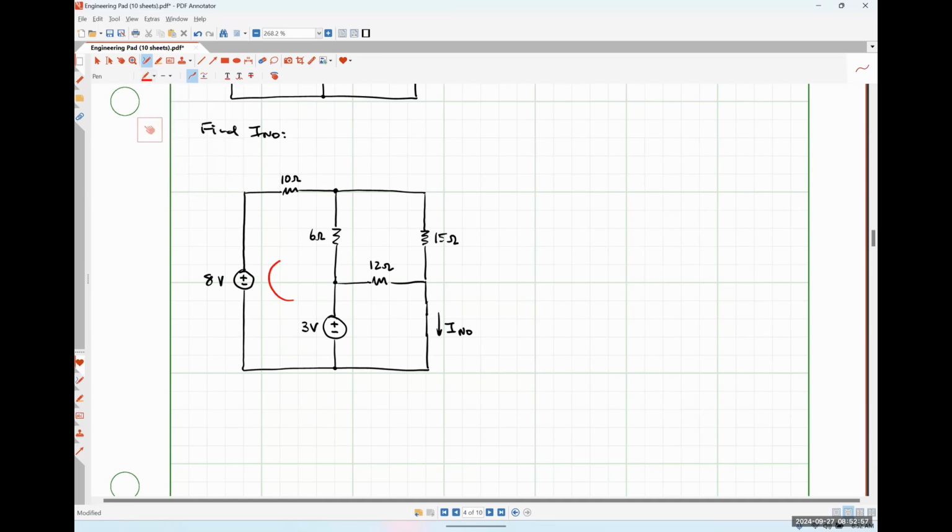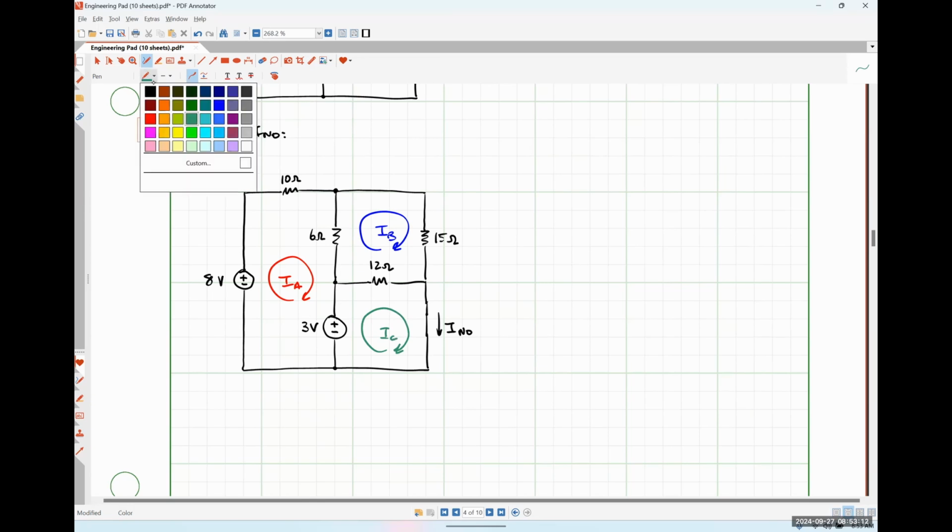So we could have a mesh current IA here on the left-hand side, a mesh current IB up here on the top right, and a mesh current IC down here on the bottom right. So let's see, we've covered steps 1 and 2 because our meshes are identified and our mesh currents have been assigned. We don't have any controlling variables. We also don't have any current sources. So I think we're just good to write KVL equations.